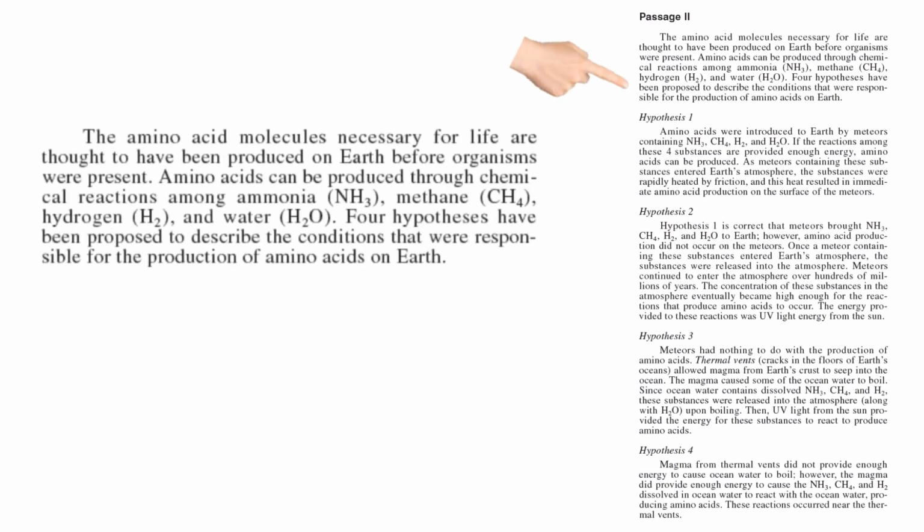So here's our first paragraph, a little bit bigger. We have amino acids are molecules necessary for life. We have amino acids are chemical reactions amongst ammonia, methane, hydrogen, and water. And then here's the conflict. 4 hypotheses have been proposed to describe the conditions that were responsible for the production of amino acids on Earth. So just how did we get amino acids on Earth?